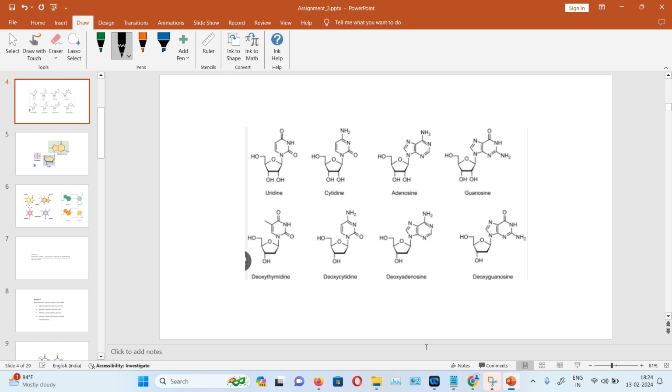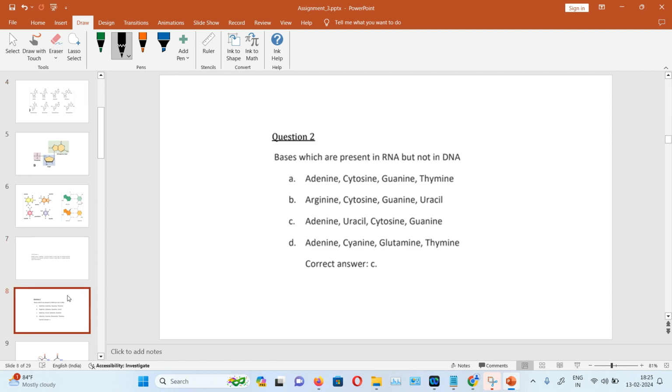Okay, now let's check the question. Present in RNA but not in DNA. Adenine, cytosine, guanine, thymine: these are all present in DNA. Arginine, cytosine, guanine, uracil: cytosine, guanine, and uracil are nitrogen bases, but arginine is a big amino acid, so this will never fit into any of the molecules. Next, adenine, uracil, cytosine, guanine.